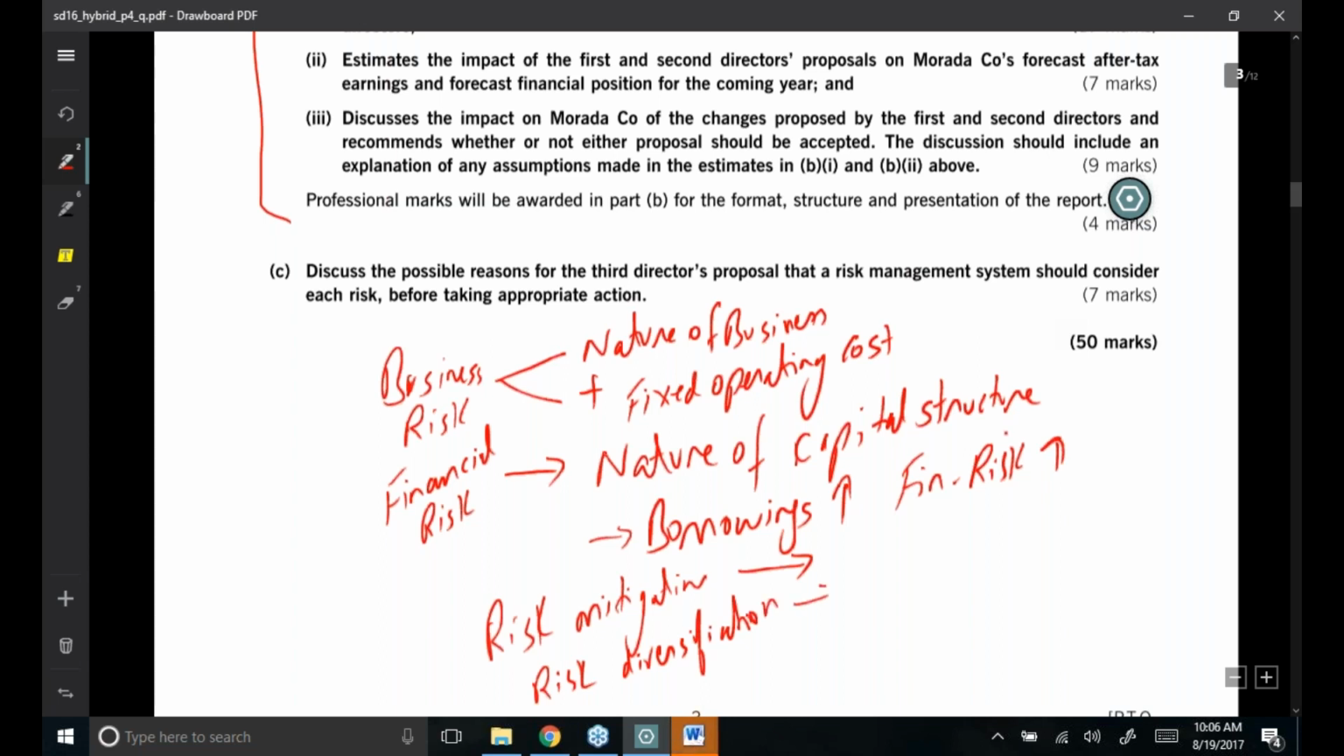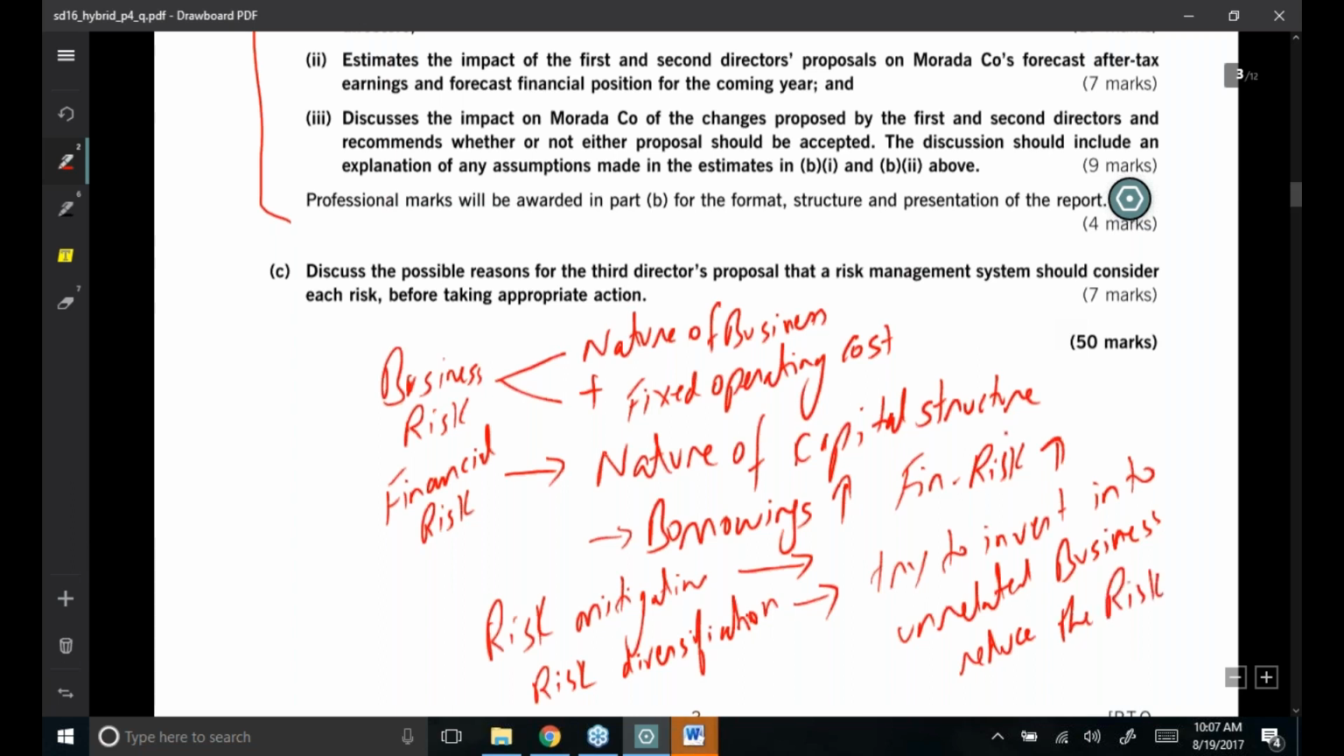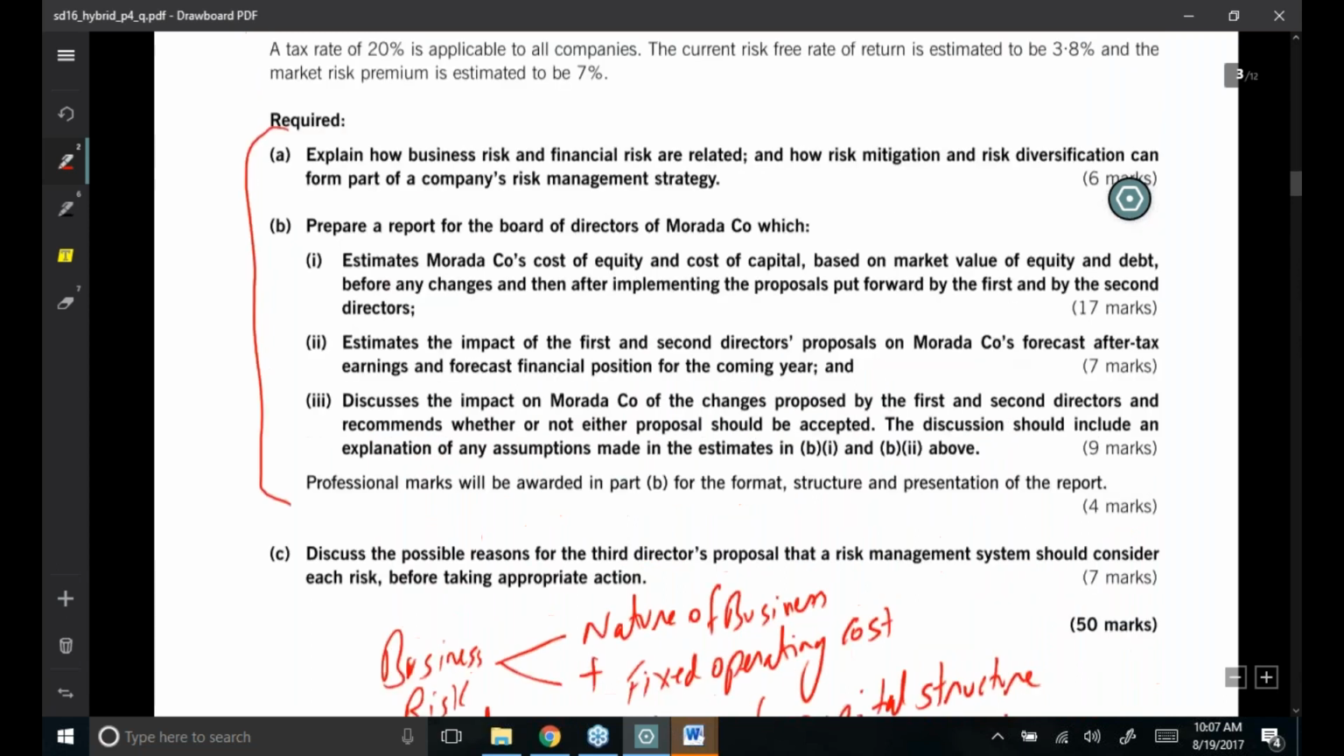And in risk diversification, you will try to invest into unrelated business, which will reduce your risk, because risk will average out when risk is spread between the different businesses. So that's what the first requirement is all about.